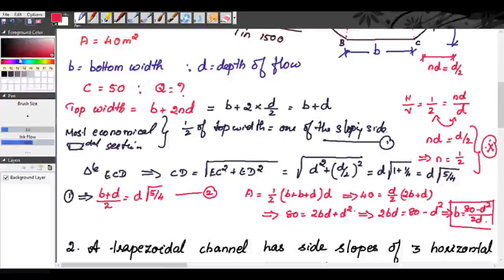So substituting, you will get the answer as D is equal to 4.8 meter. So if you get D is equal to 4.8 meter, you can substitute D in this equation for B. So B is equal to 80 minus D square by 2D. So substituting, you will get B is equal to 5.933 meter.